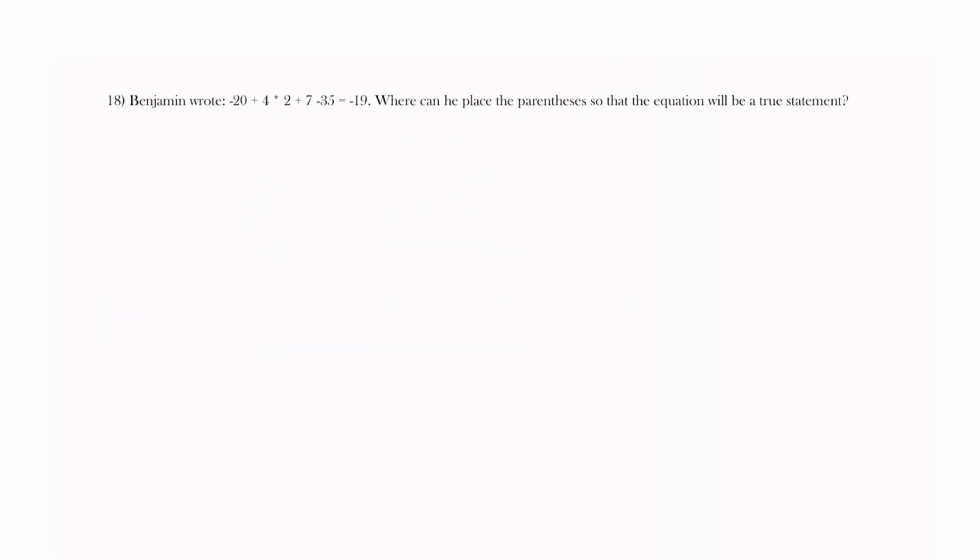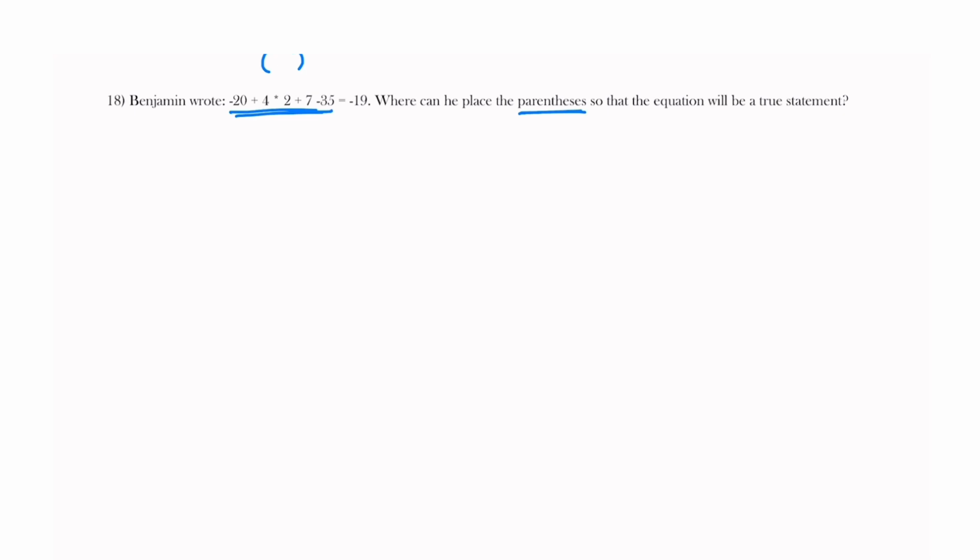And here we are on the last question. And it's an equation written by Benjamin. Where can you place the parenthesis so that the equation will be a true statement? So how does he solve this part? The left-hand side, where should he put the parenthesis, which is the brackets, to get the answer as minus 19.